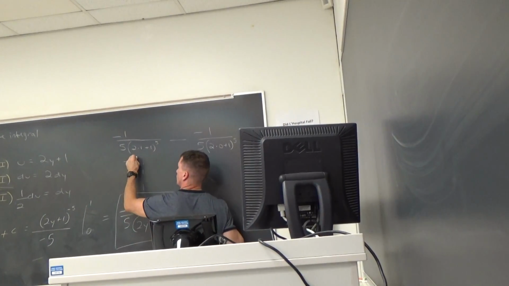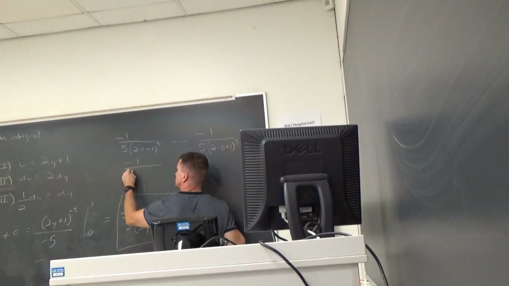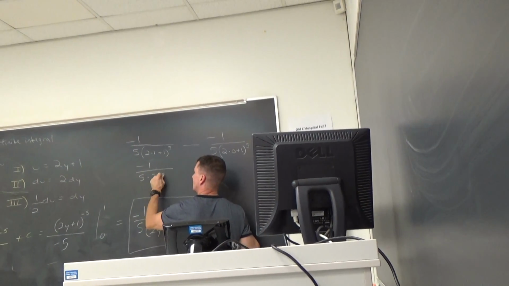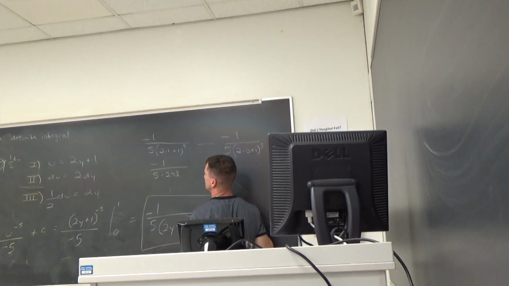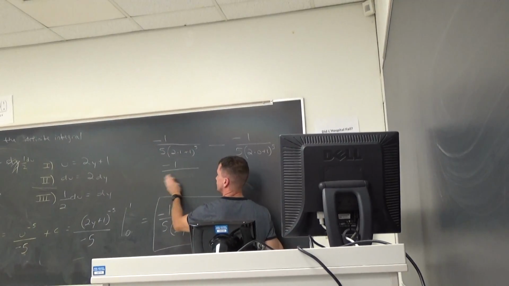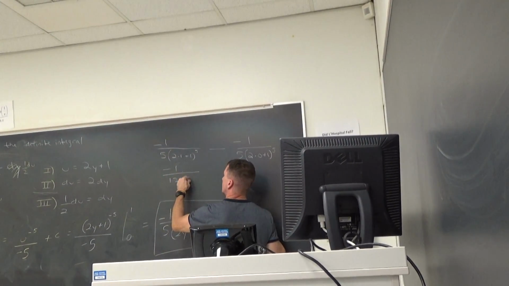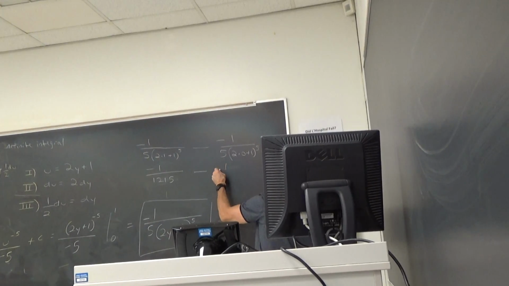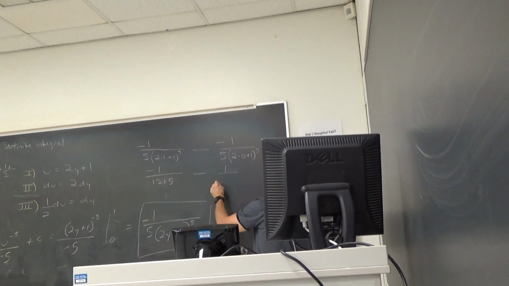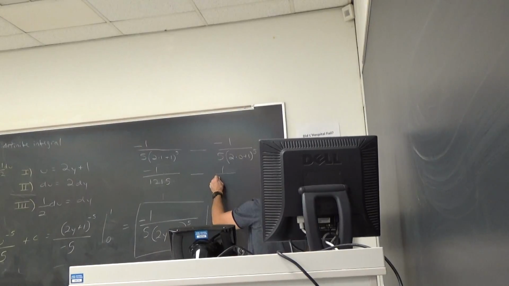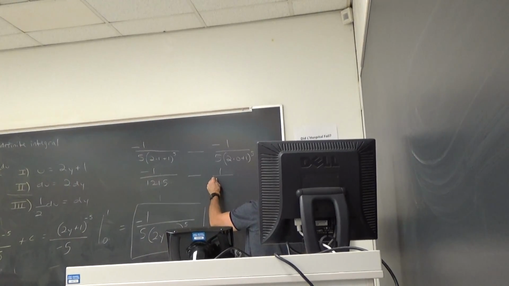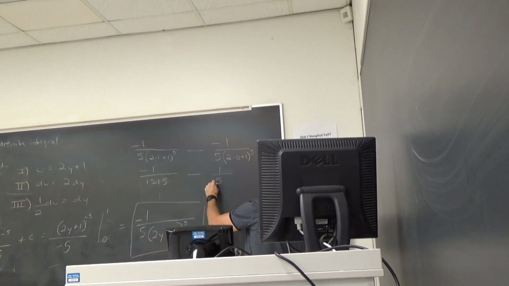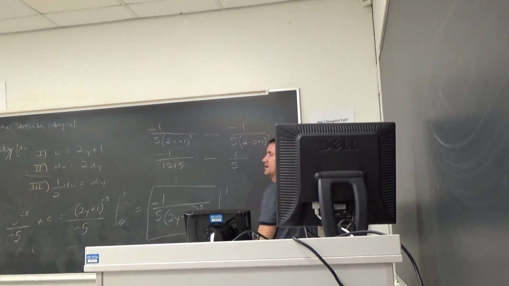Whatever, this is -1/5 times 12, 15. How much is that? Minus, well, that is 5... 2 to the power of 0 is 0, plus 1. Yeah, so -1/5. Now when I subtract these, I have to do common denominators, don't I?